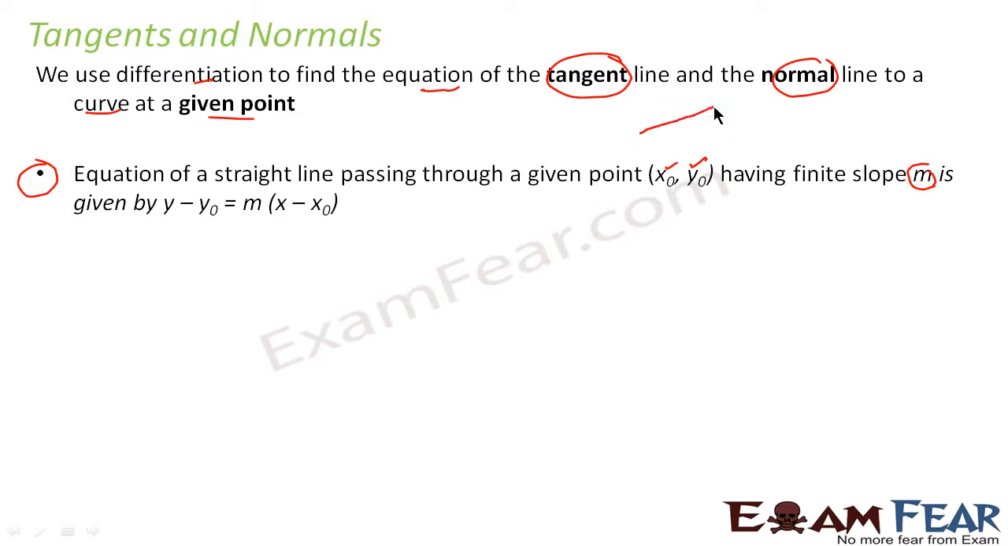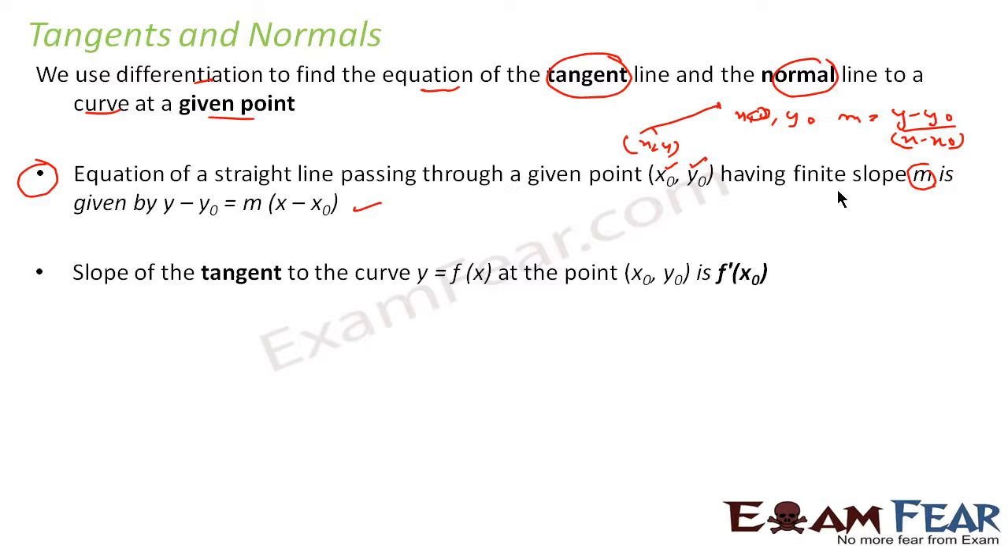I'll tell you how. For example, this is a line. I know x0, y0 as a point. Let x, y be any point, and the slope is m. Then we can say that the slope is nothing but y minus y0 by x minus x0. Correct? And this is what you get. y minus y0 is equal to m into x minus x0 is the equation of a straight line with point x0, y0 and slope m.